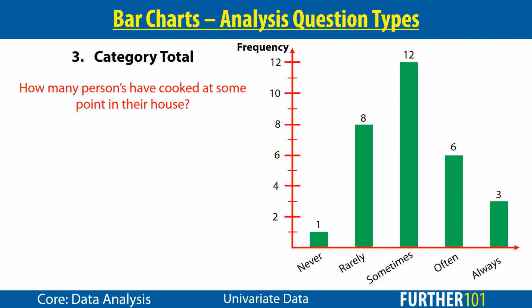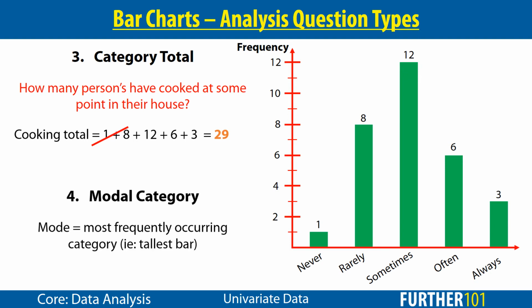this question. Here the question asks how many persons have cooked at some point in their house. Now, most people would quickly jump into this and just add up all the bars. But you need to take account of the wording of this question. It asks for how many people have cooked at some point, and yet one of our categories is people who have never cooked. So they really wouldn't fall into this cooked at some point total. So we actually need to scratch that first value, and we can see that our cooking total is 29 persons.